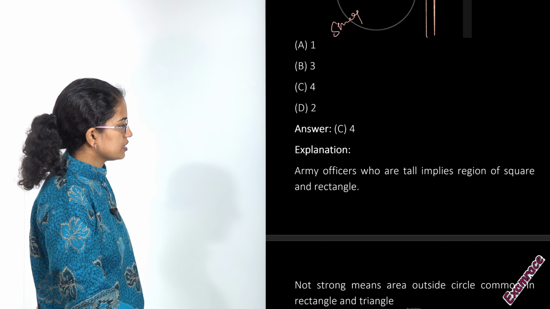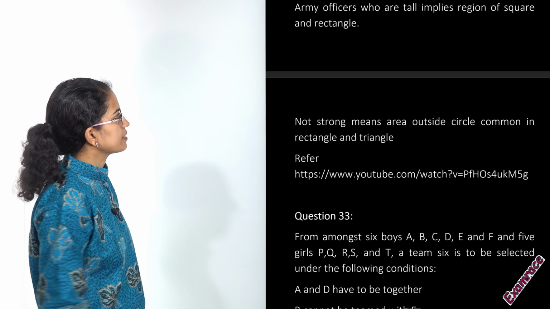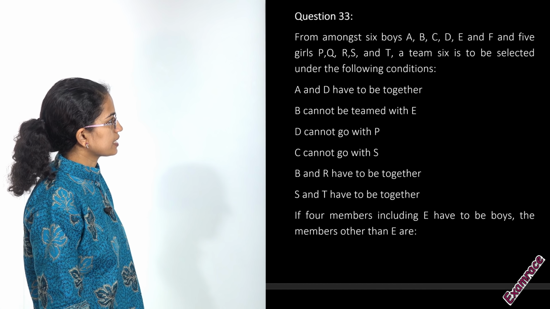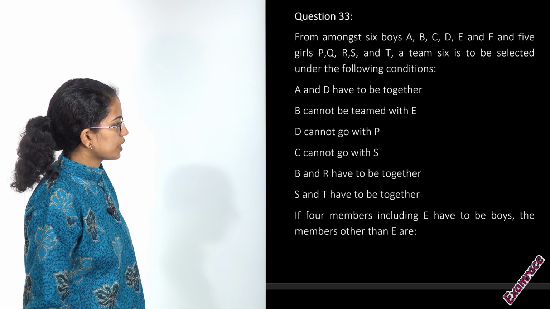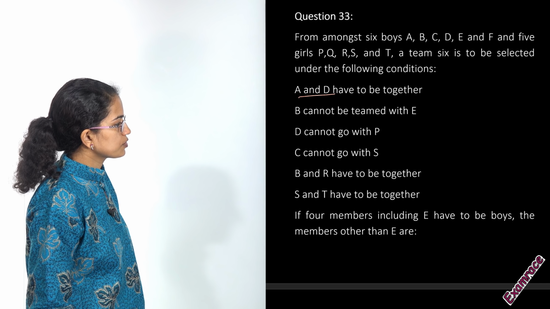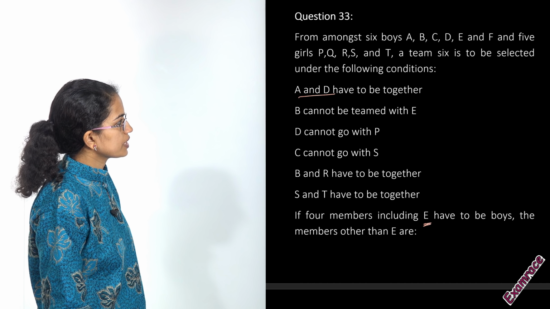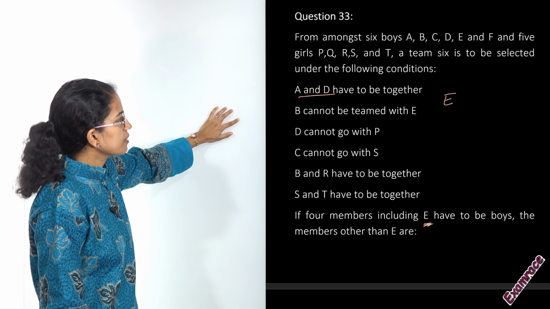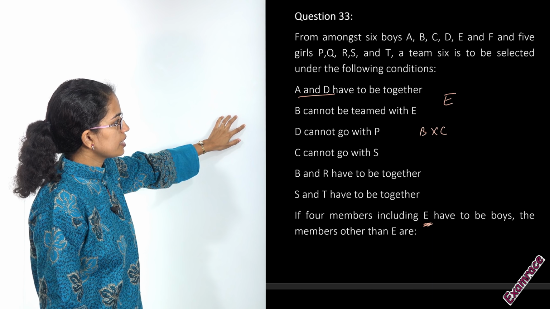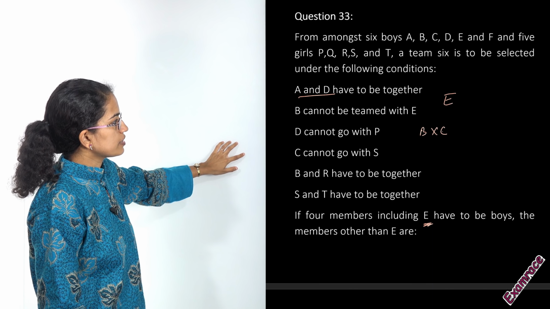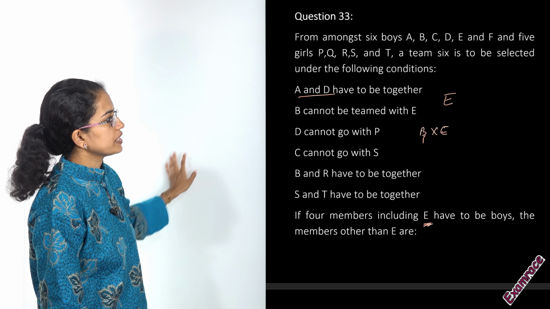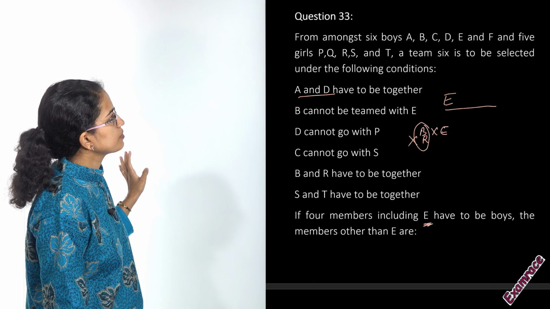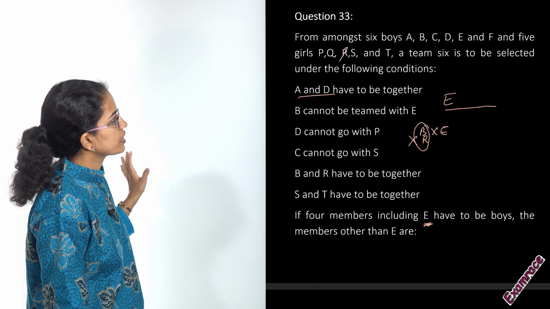The next question is, you have 6 boys and 5 girls. A team of 6 has to be selected. A and D cannot go together. Now you have to see who else would be there with E. B cannot be with E, and E and R are together. So B and R cannot be part of E's team. So I remove B and R straightforwardly. R is removed, B is removed, E is already removed.